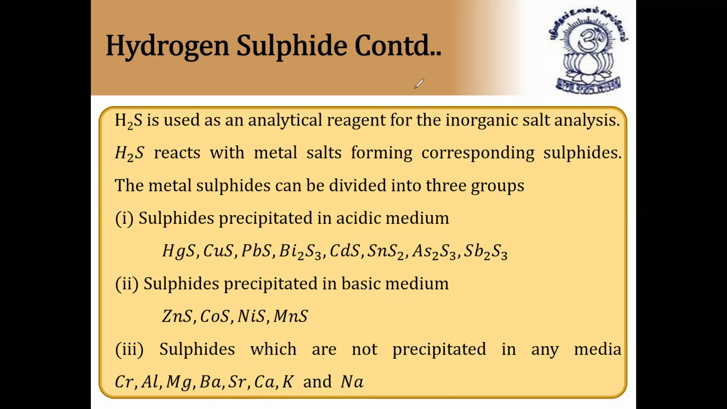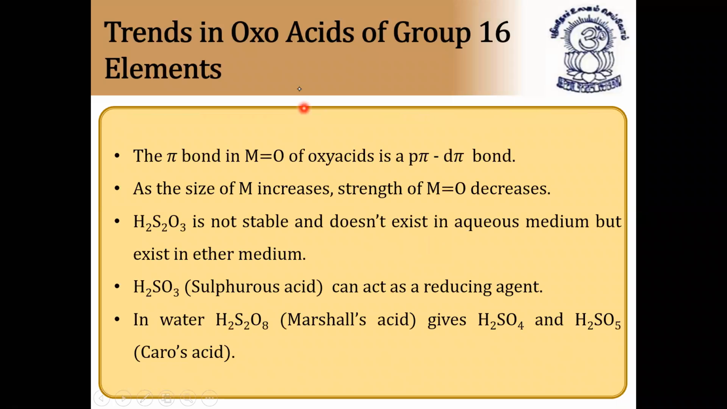Next, trends in oxoacids of group 16 elements. The pi bond in M double bond O of oxyacids is a p pi d pi bond. As the size of the element increases, the MO bond strength decreases. That's why only sulfur will form double bonds, whereas other elements will not form double bonds.